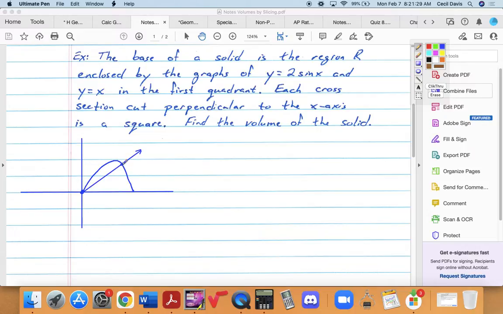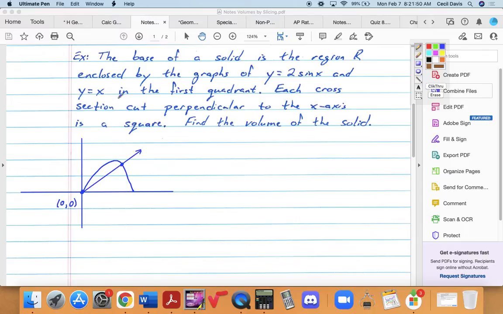So the region between here and here is our base. This is clearly at 0, 0. Let's see if we can do this one by hand. There's going to be some that we absolutely cannot. Yeah, actually this is one that we cannot.